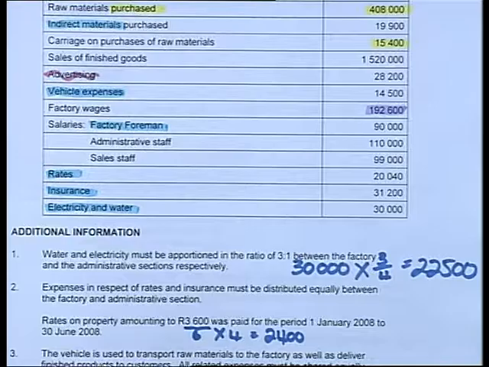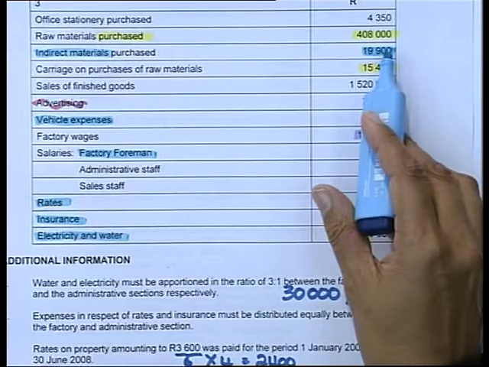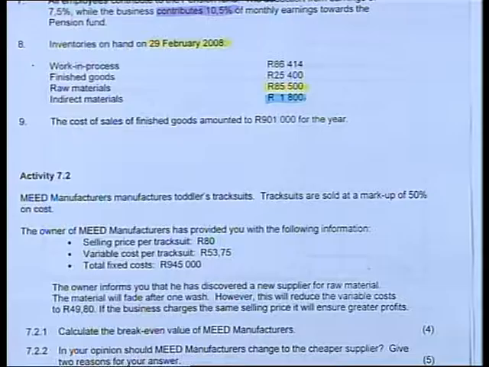There they say indirect materials purchase 19,900, and I put that in. Indirect materials purchased 19,900. So I'm going to add that amount. Now I'll go and look for my closing stock. Okay, it's on my next page. Indirect materials, there we have it. Closing stock 1,800.